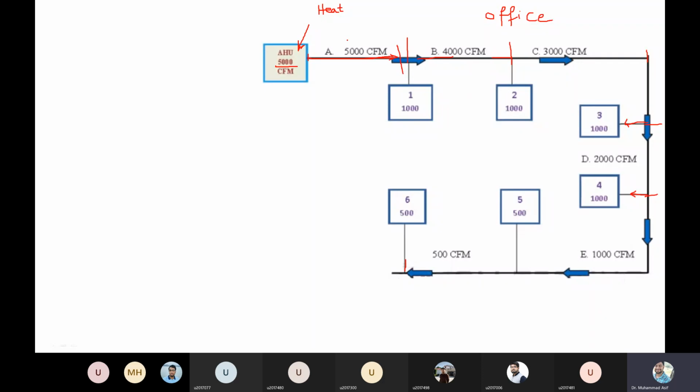Then we have the next duct. We can have different sizes, because if the flow rate changes, then the diameter or the size of the duct may change. So how do we calculate that? Let's say I first calculate for duct A. There are two approaches for the equal friction method. This is the first method, the equal friction method, and there are two approaches to solve the problem.